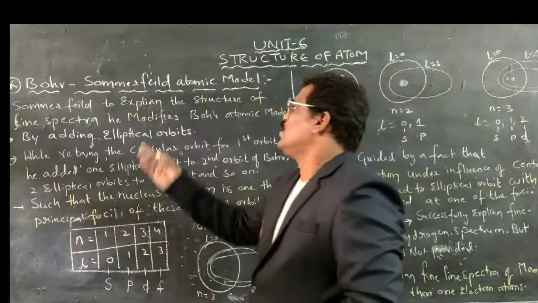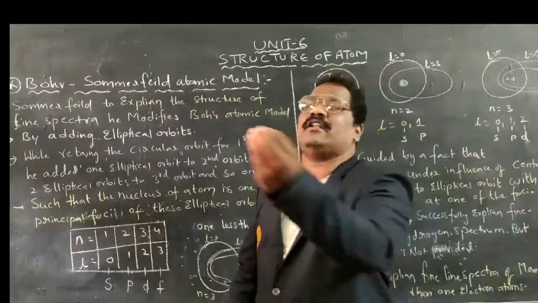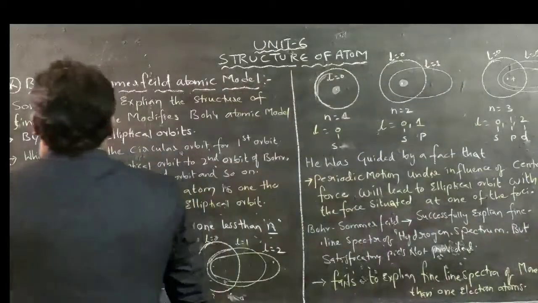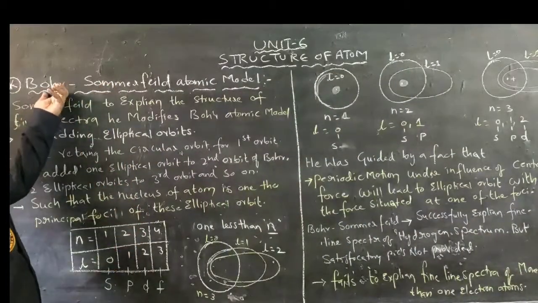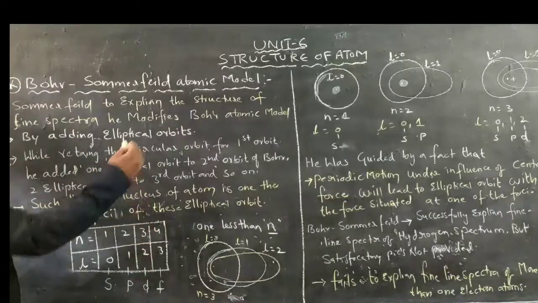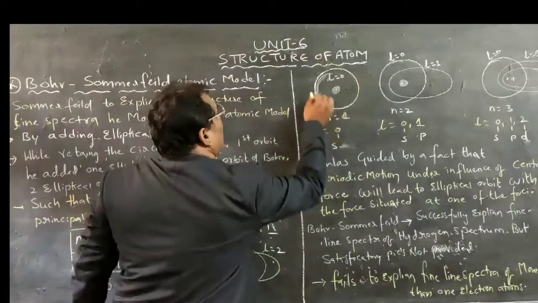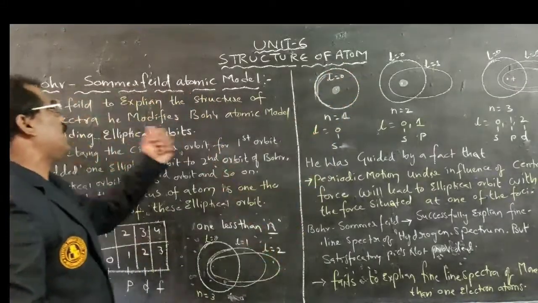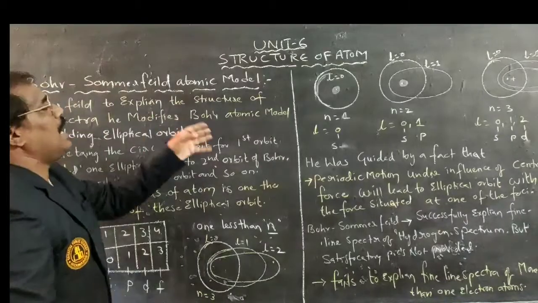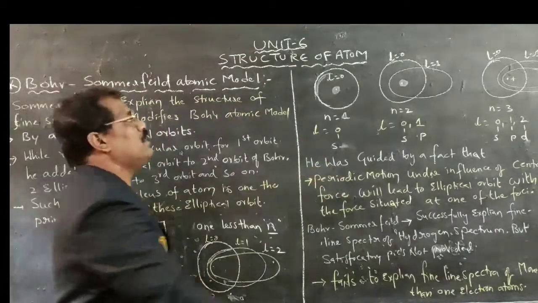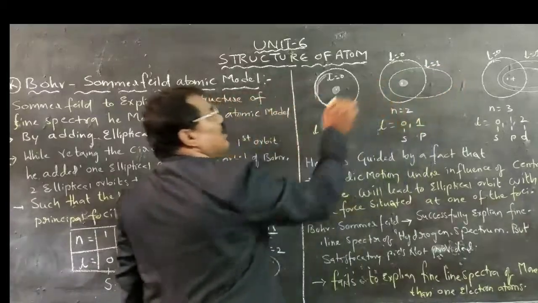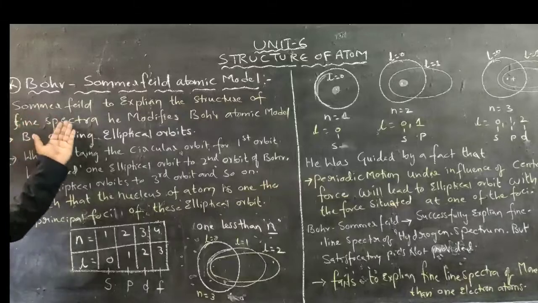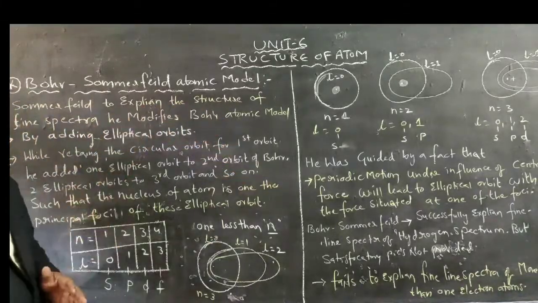Why? To explain the structure of fine line spectra, Sommerfeld modified the Bohr atomic model a little bit. Whereas in the Bohr atomic model, orbital electrons revolve around the nucleus in circular orbits, here Sommerfeld added one more orbit. That orbit is nothing but what? Elliptical orbit. Why? To explain the structure of fine line spectra of an atom.